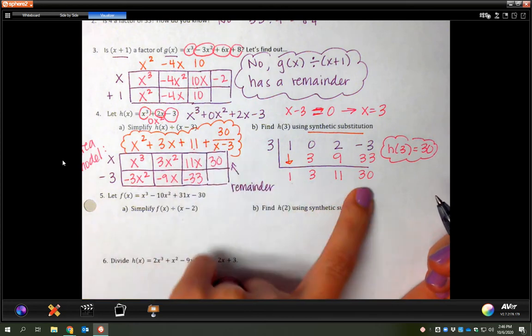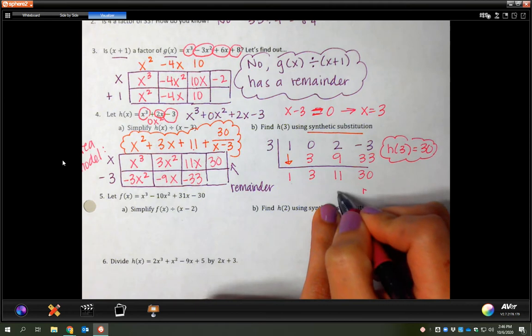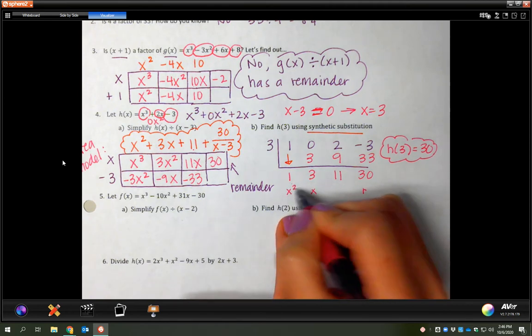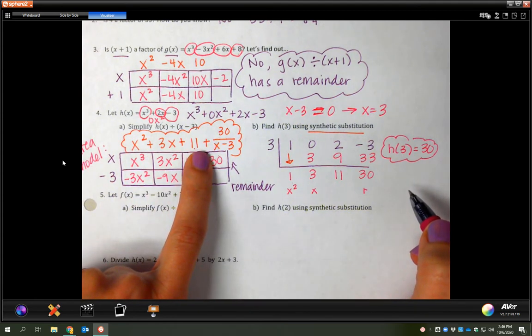So 30 is the remainder. And then this is just the constant, has no x. This is the x term, and this is the x squared term. And you can just write out your answer like that if you were dividing.